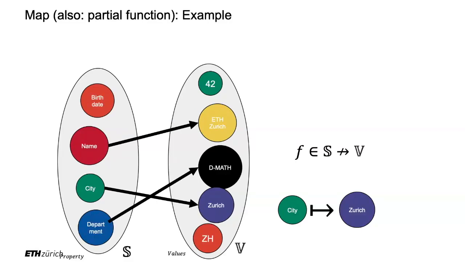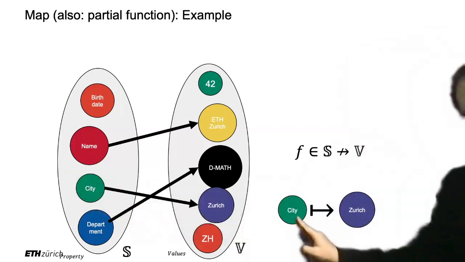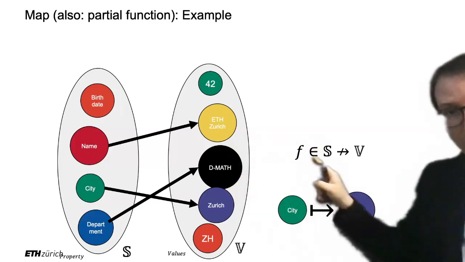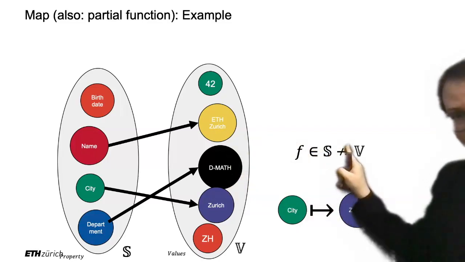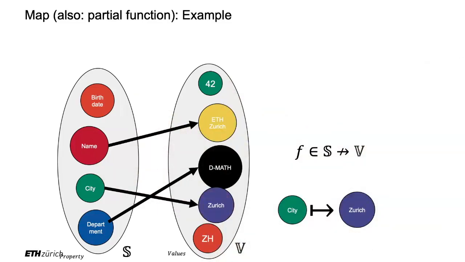This is an example of a map that says name ETH Zurich, city Zurich, department DMath, right? And the arrow from city to Zurich can be denoted as city with this row here associated with Zurich. And that function is a partial function, a map, from the set of strings here to the set of values here.